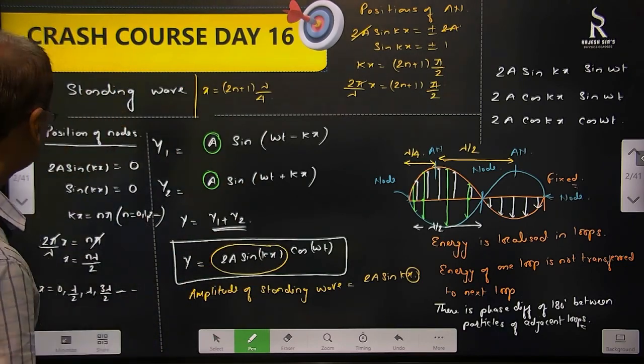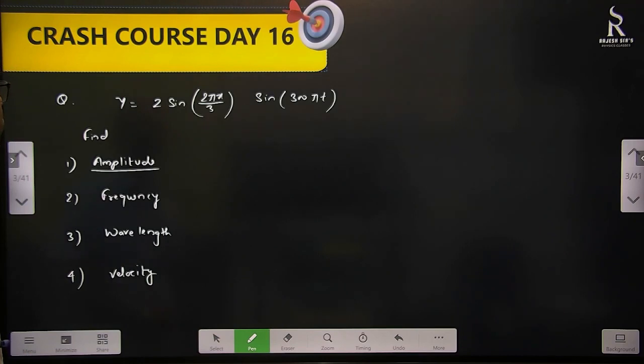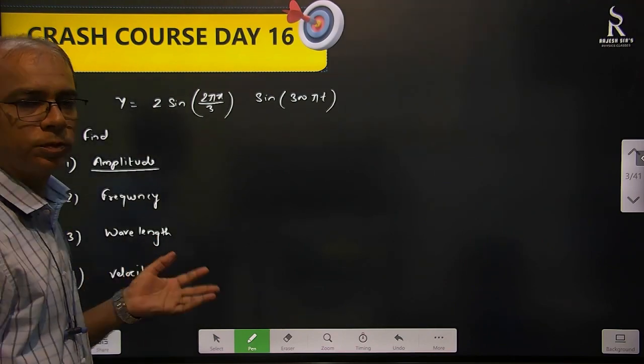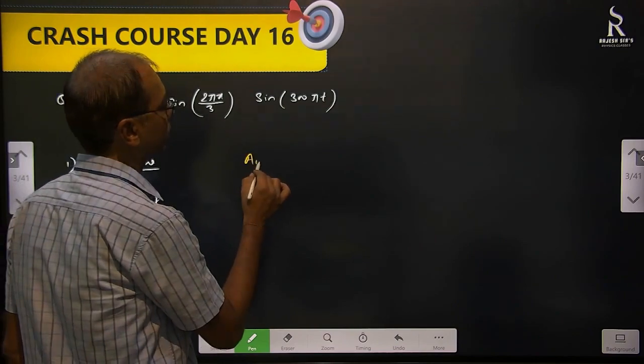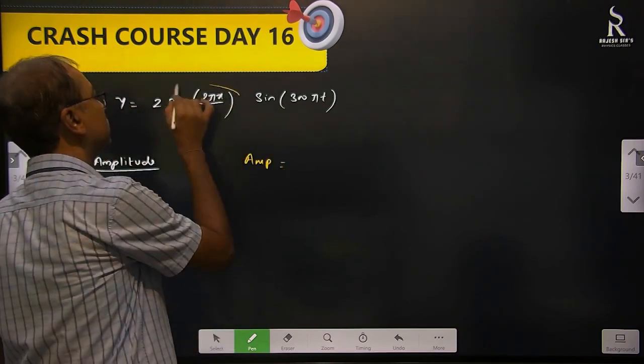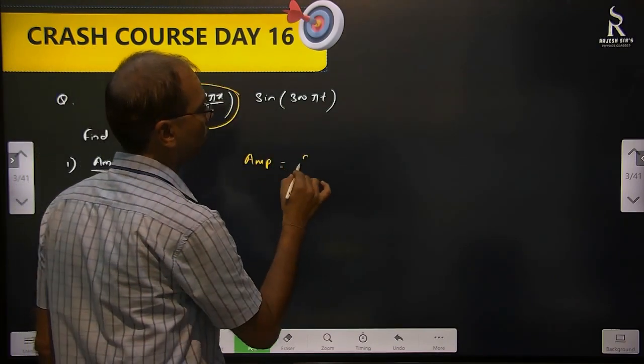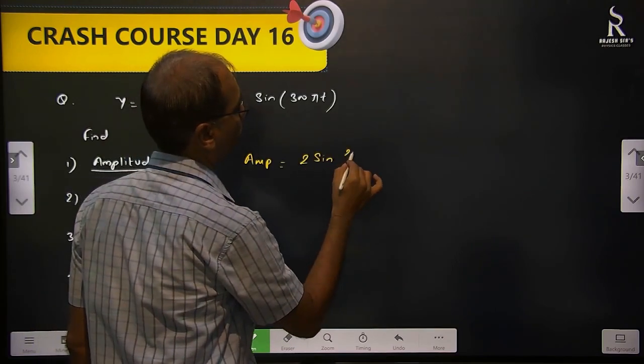Okay. Now let's see this problem. So this is a standing wave, and we have to find the amplitude. Now the amplitude of which particle, which position, is not mentioned. So here he is asking the generalized amplitude. This entire expression is the generalized amplitude. So 2 sine 2 pi x by 3.